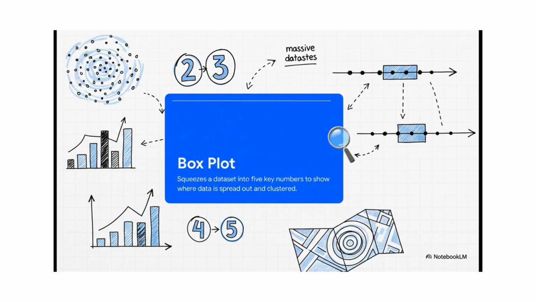Our next tool for continuous data is the box plot, and its power is really in its simplicity. It can take a massive, sprawling data set and just squeeze its entire story down into 5 key numbers. It gives you a super quick snapshot of how your data is distributed.